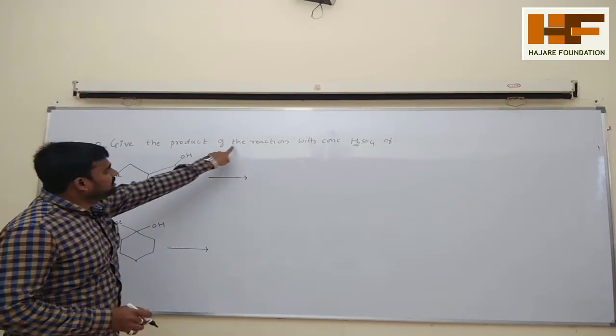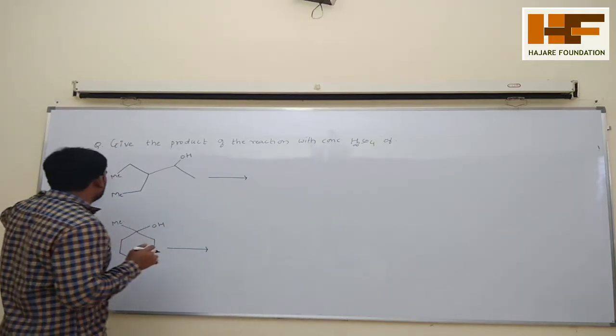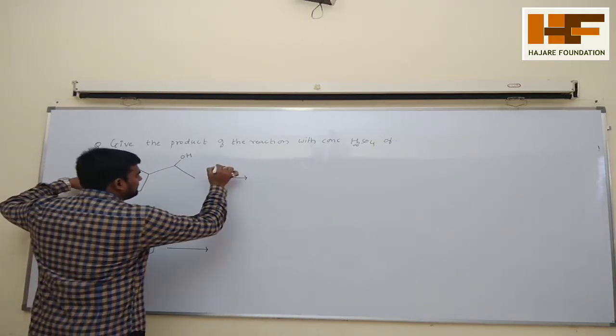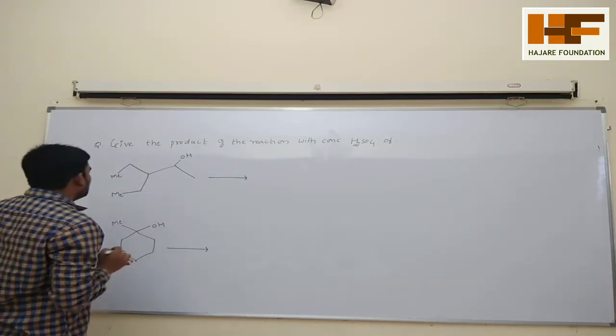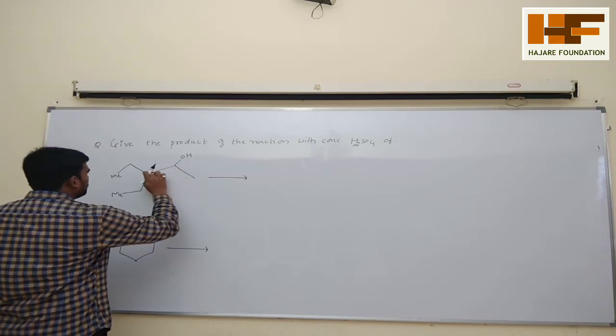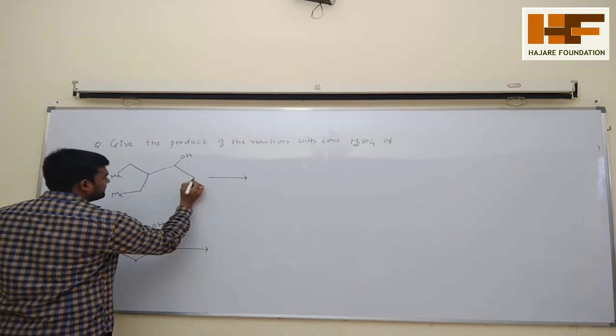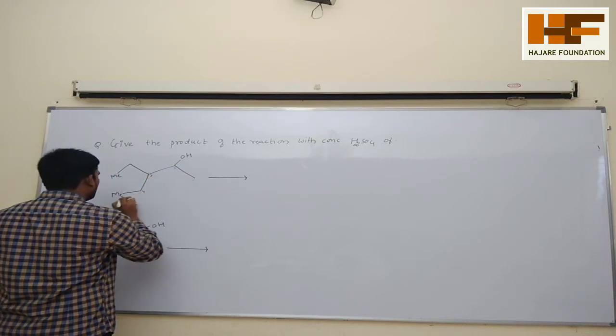Give the product of the reaction with concentrated sulfuric acid. Okay, so they are given this reactant and they will react it with acid, and what is the product they are expecting? First you should know the name of this compound. See, 1 2 3 4 5, total number of carbon atoms. 1 2 3 4 and 5.